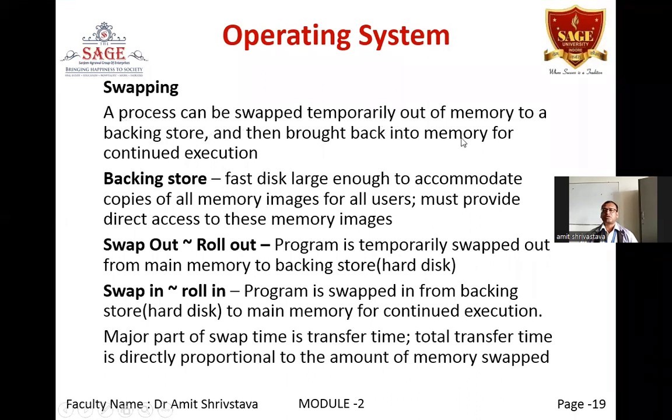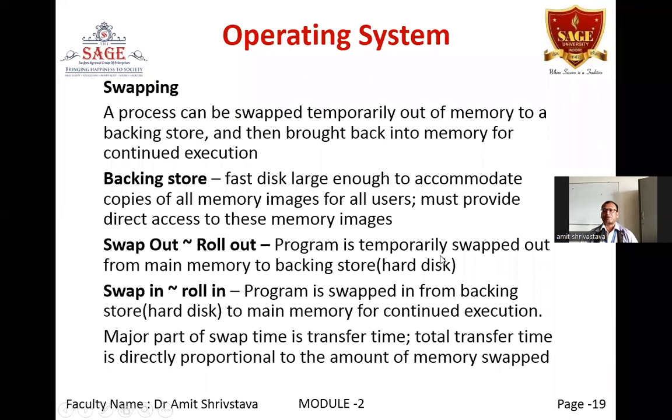So swapping: a process can be swapped temporarily out of memory to a backing store and then brought back into the memory for continued execution. What is a backing store? It can be any fast hard disk, which is large enough to accommodate copies of all the memory images for all the users.